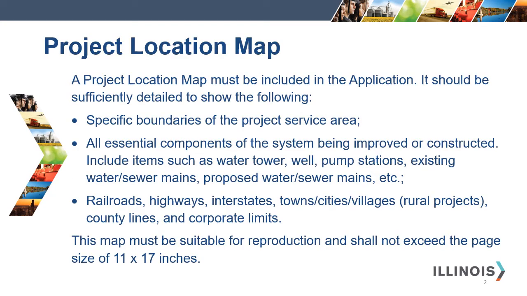A project location map must be included in your application. Your project should be drawn on this map and should provide sufficient detail for the review team to understand the project that you are proposing. Include the service area boundaries and essential components of your project. The review team should be able to visualize the project using the map and the project summary. You may also include extra blueprints or larger maps if necessary.